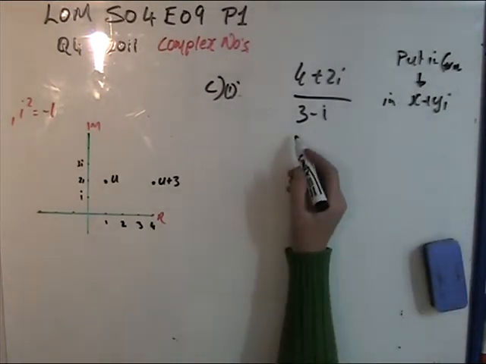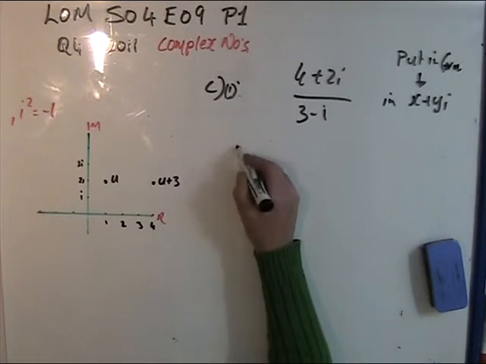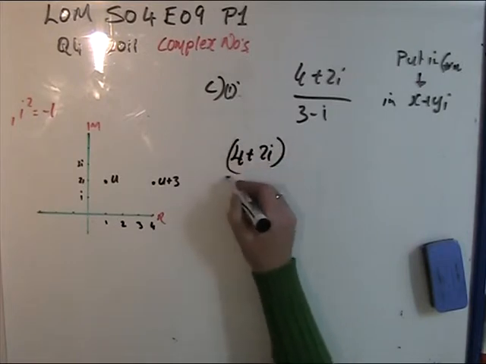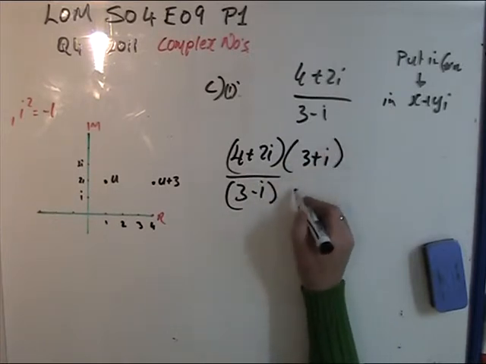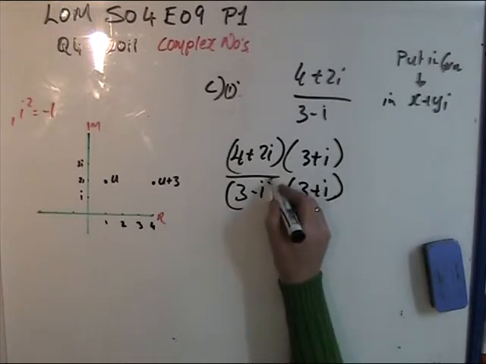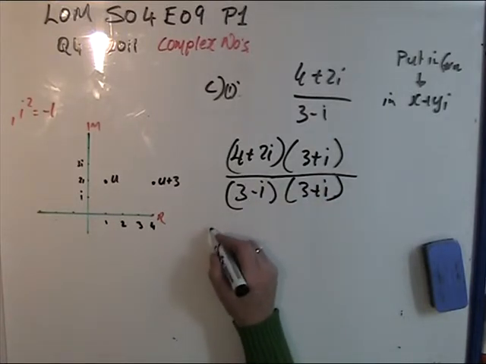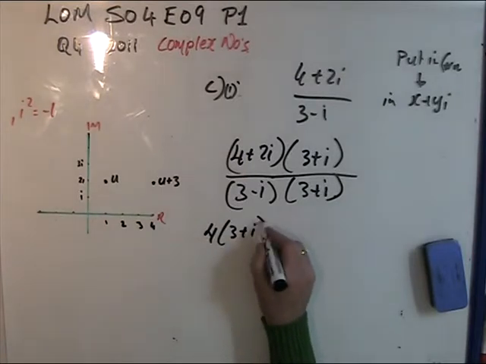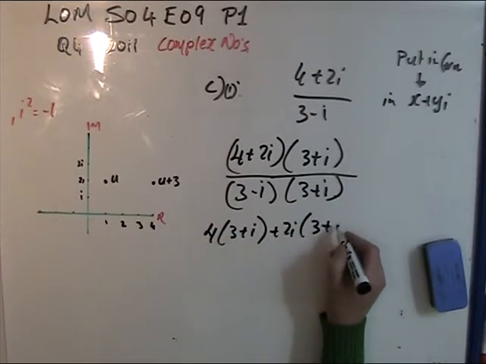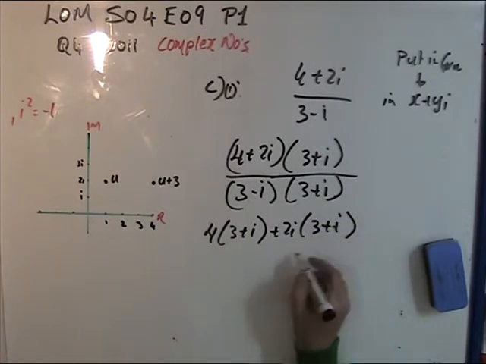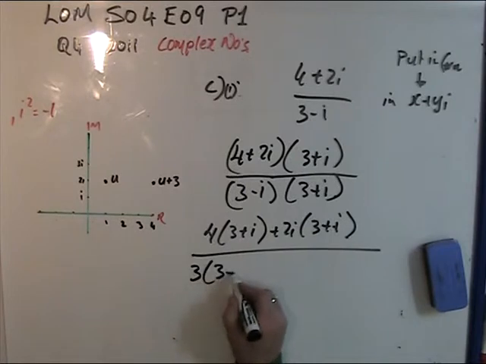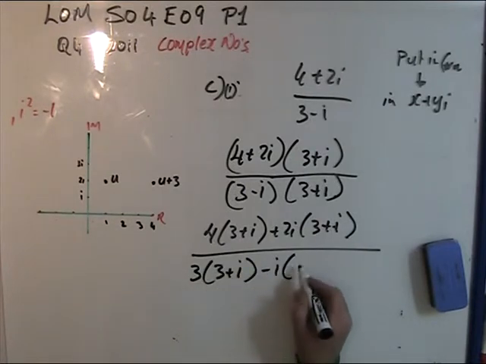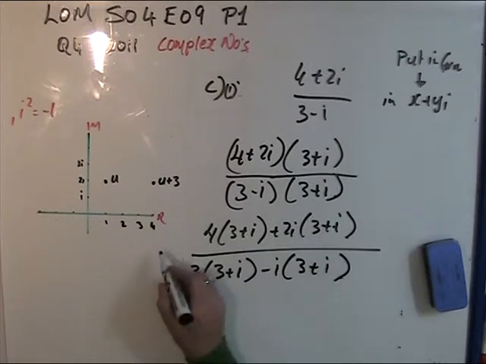Now we were told before that if we have a fraction, we can multiply above and below the line by the conjugate of the bottom line. We do this in thirds also: 3 plus i by 3 plus i. Okay, and we multiply them out. So it's a long equation: 4 times (3 plus i) plus 2i times (3 plus i). Then the bottom line is 3 by 3 plus i, and you'll find that they will cancel.